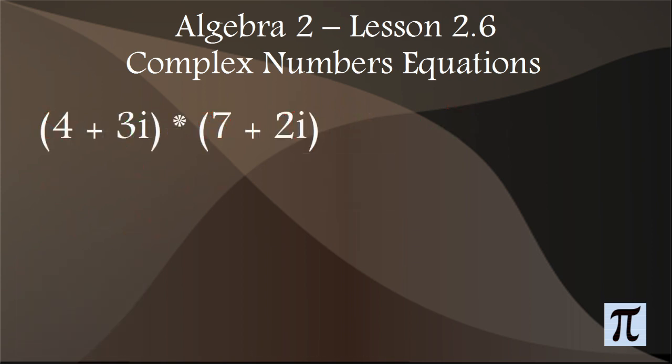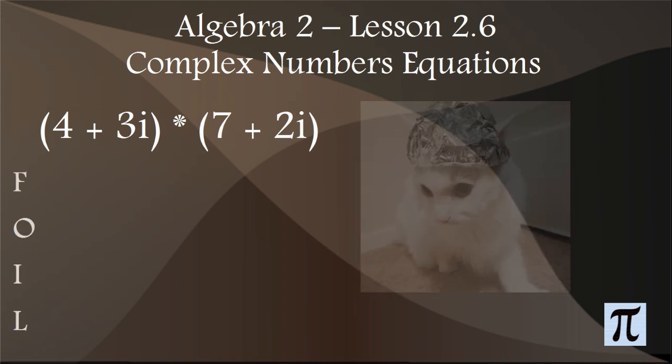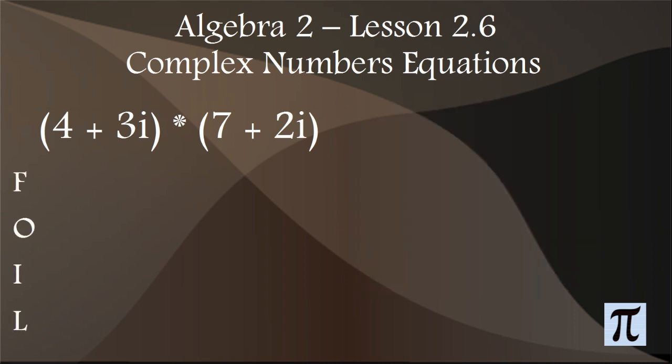But what if we want to multiply two complex numbers together? It almost looks like we're multiplying two binomials together, so we can use the same FOIL technique. Remember, first, outer, inner, last. If we multiply the first part of each quote-unquote binomial, 4 times 7, we get 28. The outers together would be 8i, the inners would be 21i, and the last would be 6i squared, because it's 3i times 2i.